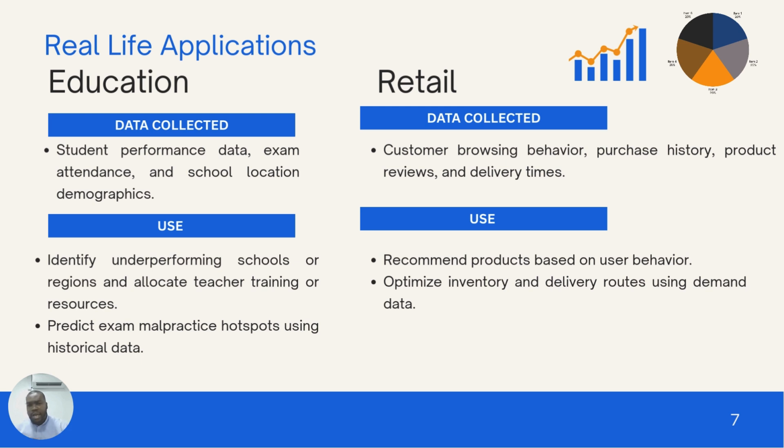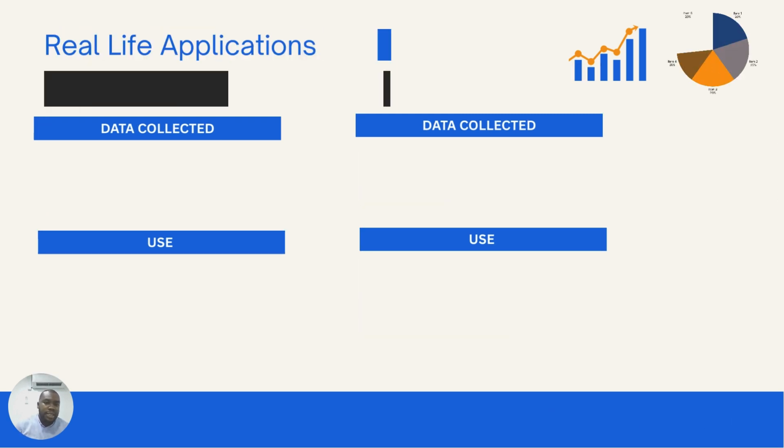Retail, your Jumia, like I said, your e-commerce platforms, they collect data on customer browsing behavior, your purchase history, product reviews, delivery times, and use that to recommend products for you. So if they notice that you've always been browsing for shoes, they start to recommend products based on your user behavior, right? And they also use that data to optimize and monitor their inventory, understand it, and then plan good delivery routes, I mean, using the demand data, right?